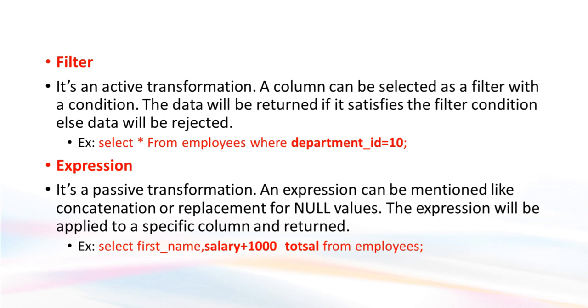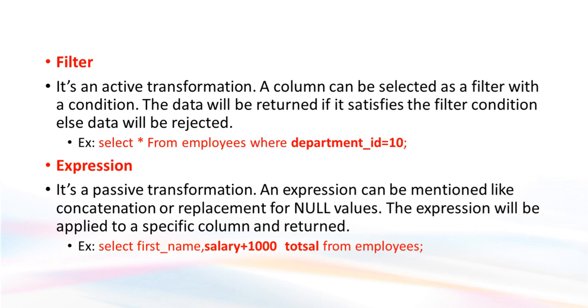Next one is expression transformation. Expression transformation is a passive transformation. Just now we have seen that if I apply some calculation on the columns, the number of records will not change. The number of records should be the same in the source as well as the target. So it's a passive transformation. An expression can be a concatenation or a replacement for null values. The expression will be applied to a specific column and returned.